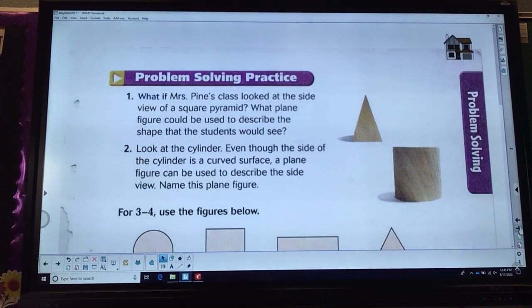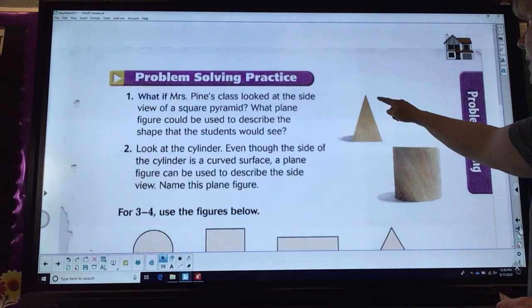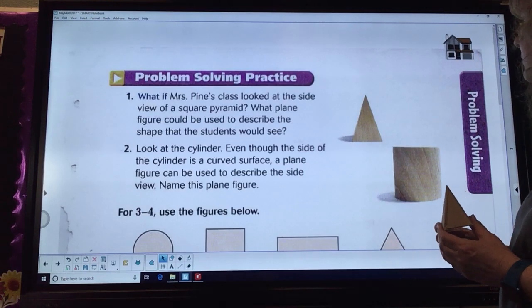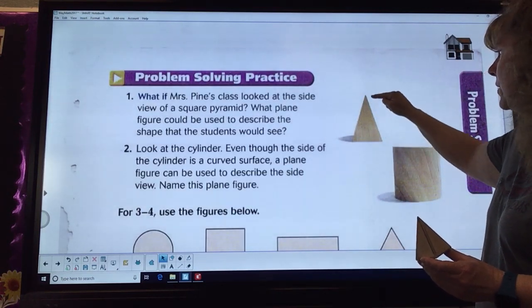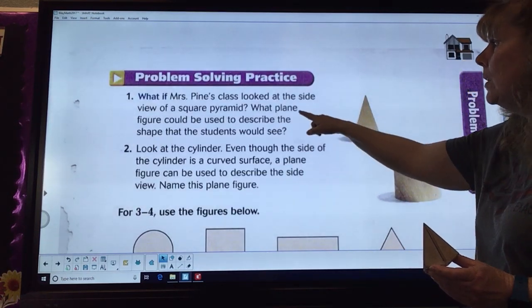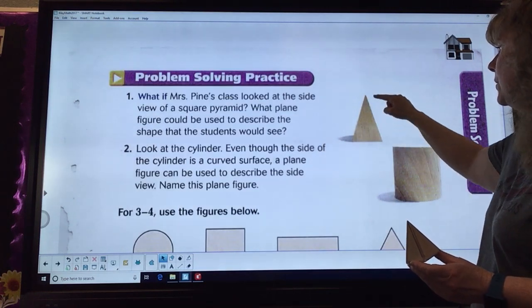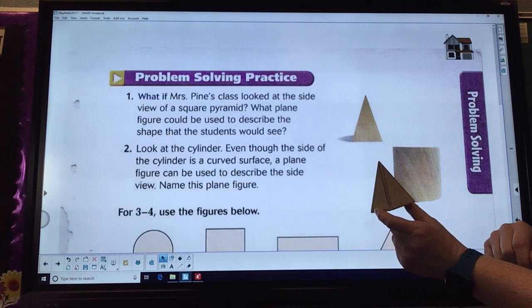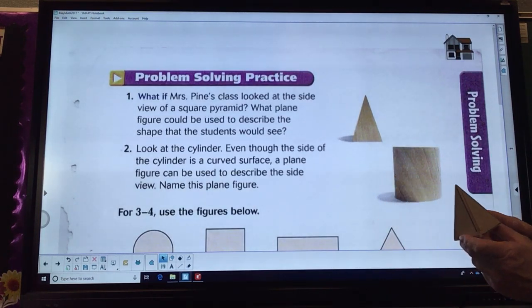So let's try some stuff here. It says, what if Mrs. Pine's class looked at the side view of a square pyramid? Here it is right here, and we have ours right there. Okay. What do you notice? What plane figure could we use to describe that? What is this? It's got three sides. If you said triangle, you are correct.